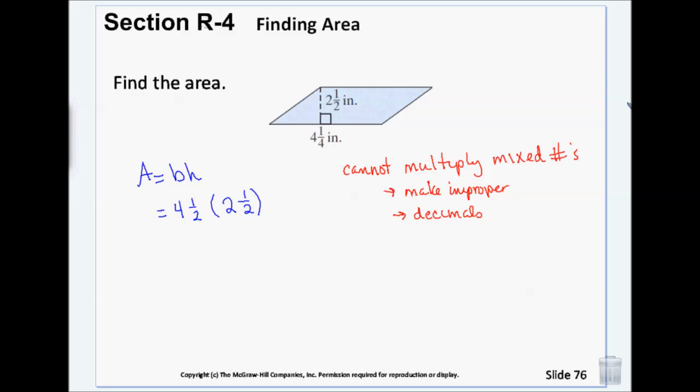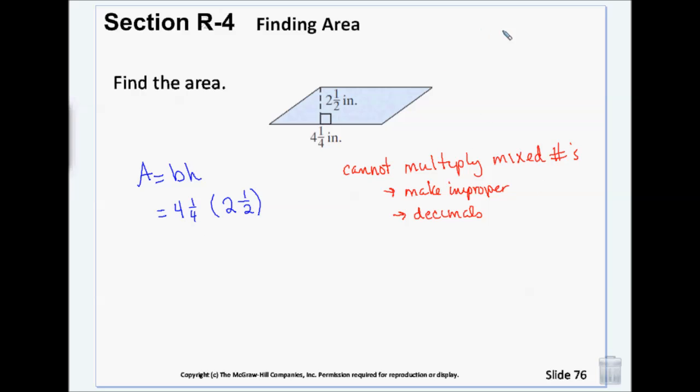Okay, so to convert, yes? I think the denominator is wrong on the 4.5. Oh, you're right, it is. Thank you so much. That's supposed to be a 4th. I wrote it wrong. Thank you for catching that.